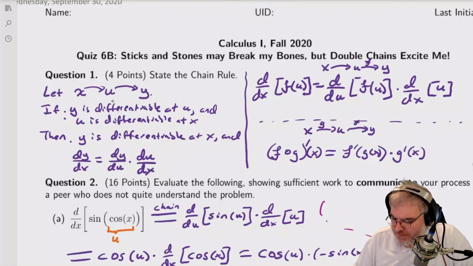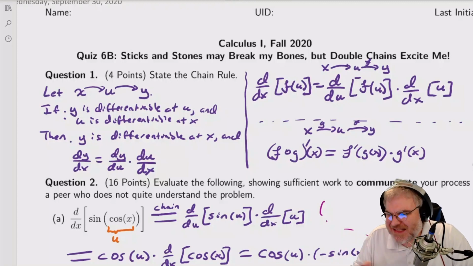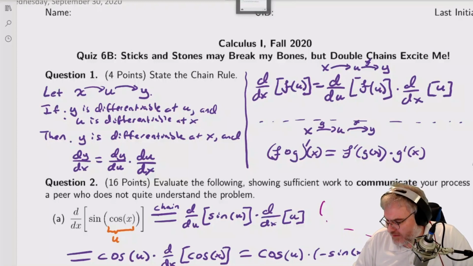This is actually a mathematical object. This communicates: let x go to u, go to y. If y is differentiable at u and u is differentiable at x, then y is differentiable at x, and dy over dx equals dy over du times du over dx. It's not the most useful definition when you're trying to use it, but it's the most compact way to write it, if you wanted to write all the details.